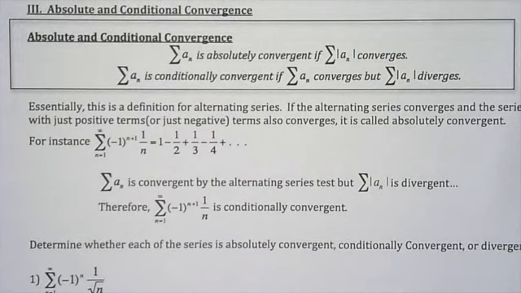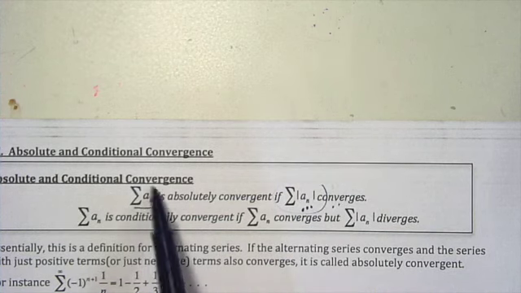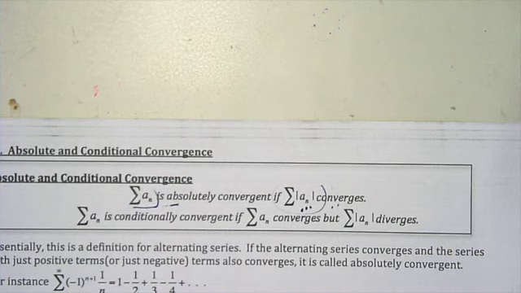Now we're going to talk about two ways to label a series, not whether it necessarily converges or diverges, but whether a series is going to be labeled absolutely convergent or conditionally convergent. And basically these are the definitions. If you look at the absolute value of the series itself and the absolute value of the series converges, we can say that the series itself is absolutely convergent.